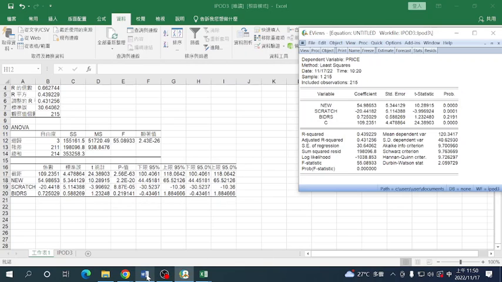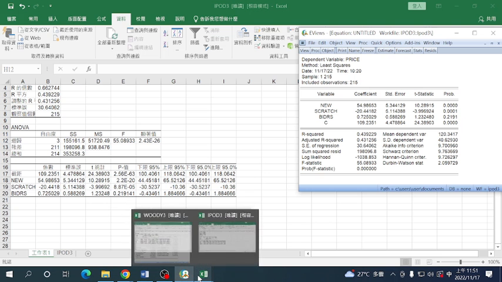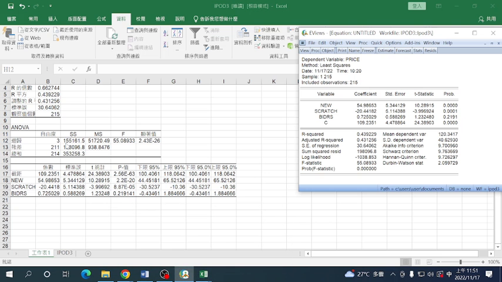Did you see my F? Okay, look at F. This is 155, 161 divided by 3. This is all from the ANOVA table and shows here 155 something. So this is how I get F values. But if you don't really know something like this one, never mind.